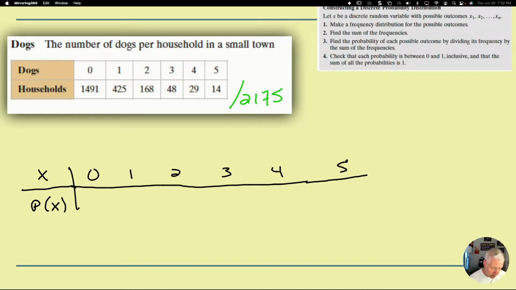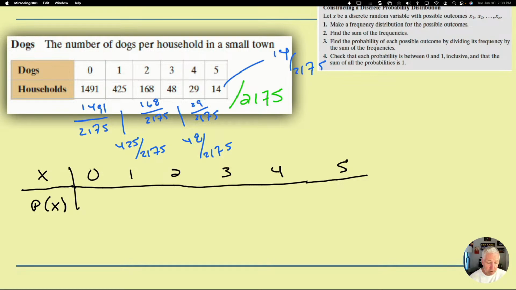So my probabilities look like the proportional pieces of this. In other words, 1,491 out of 2,175 homes had 0 dogs. Okay? 425 out of 2,175 had 1. 168 out of 2,175 had 2 dogs. 48 out of 2,175 had 3. 29 out of 2,175 had 4. If you walk in the middle, it probably won't make sense, but as we're walking through, it looks okay. And then the very last one here was 14 out of 2,175. Those proportional values from this table of data are going to be our probabilities.